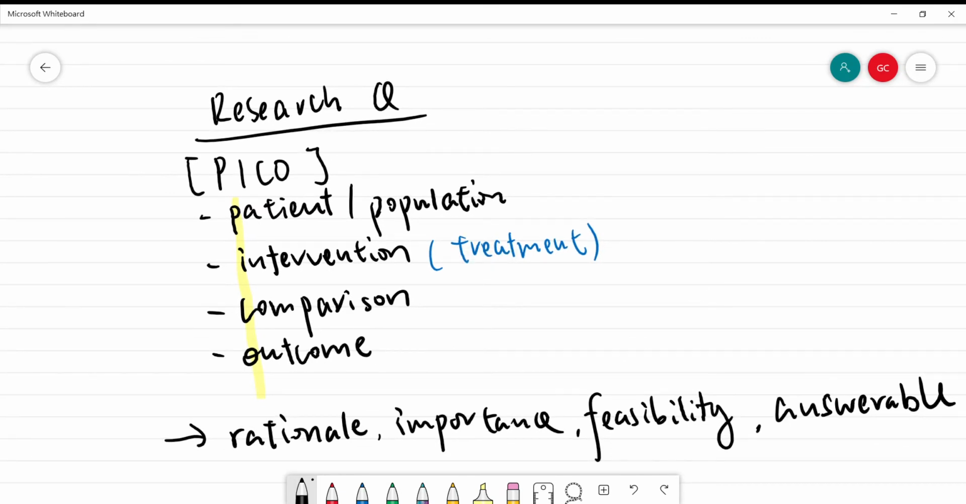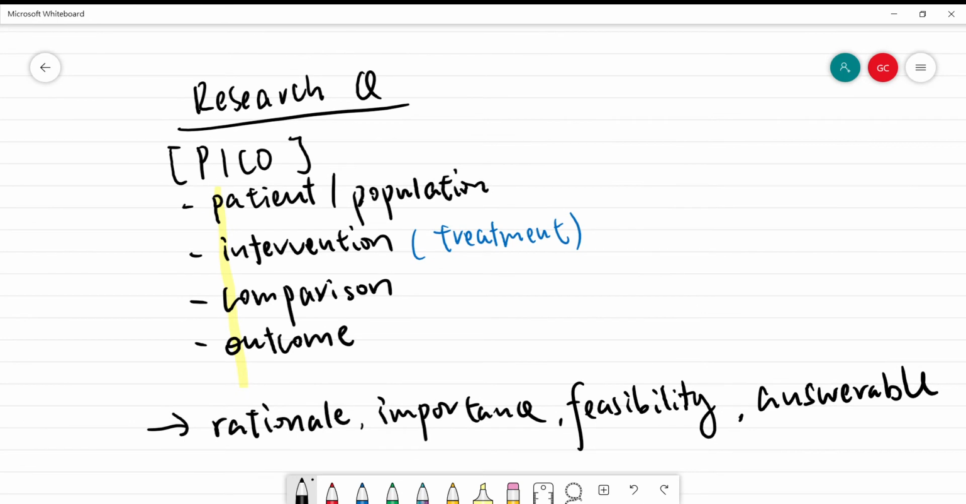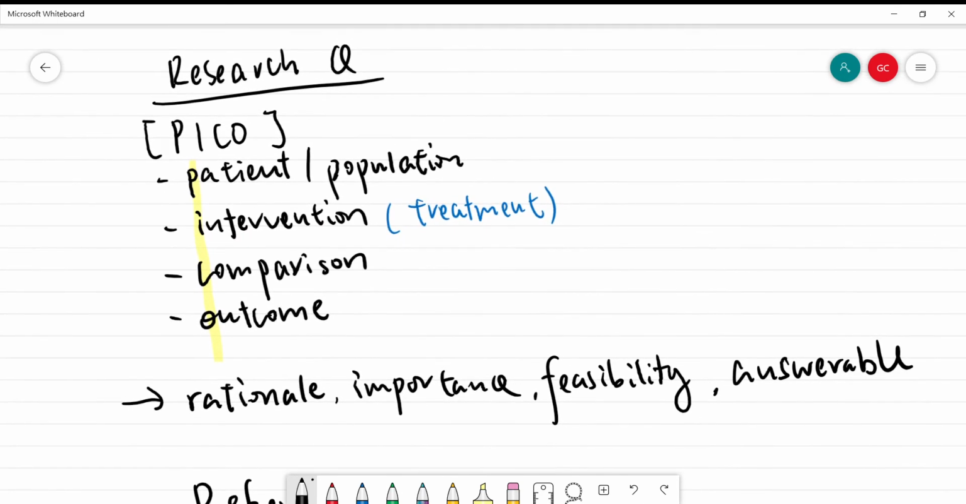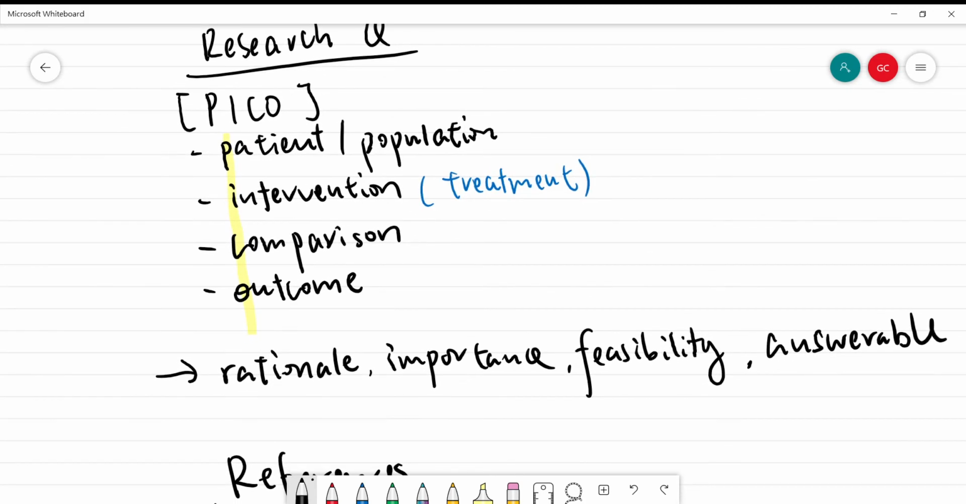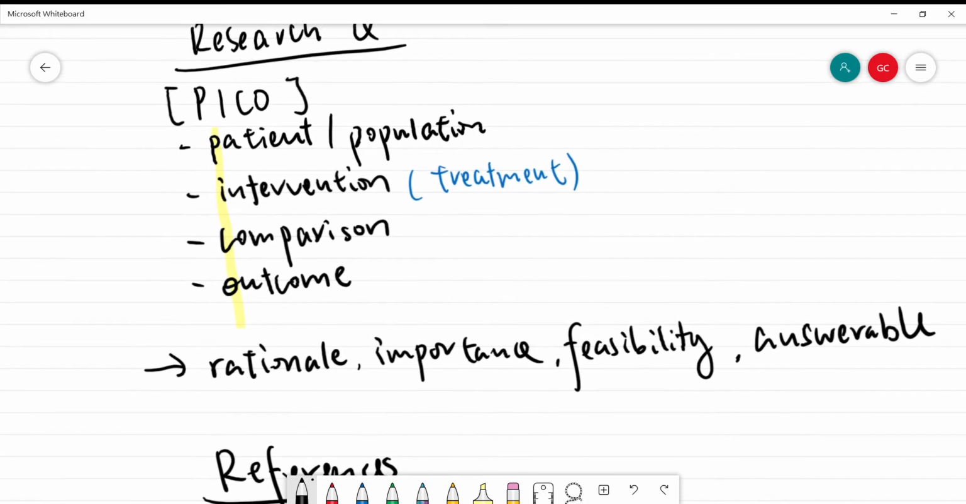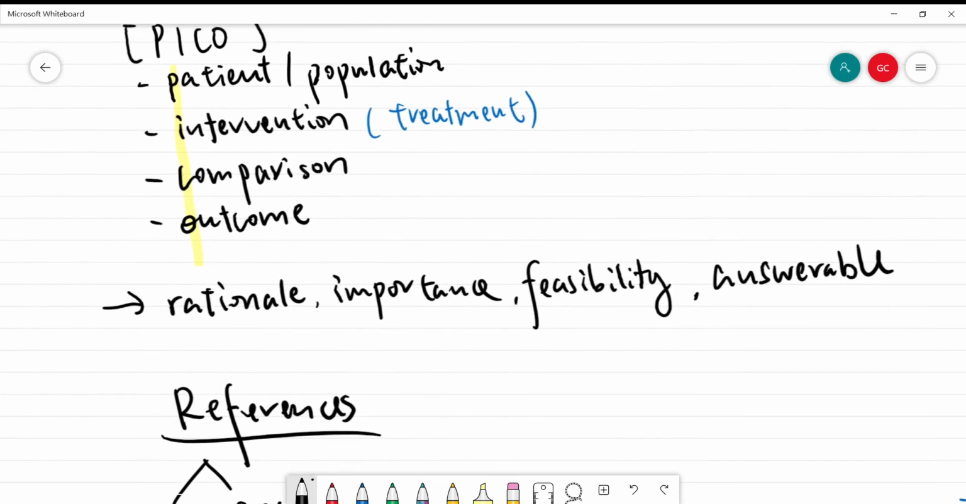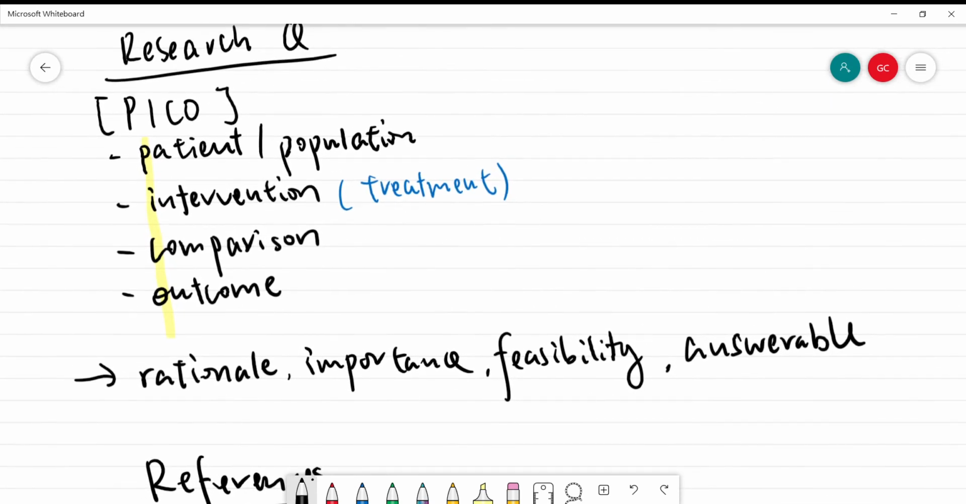It means the patient or population, and I refers to intervention, which means the treatment, and also C means the comparison, and O refers to the outcome. So this PICO, nicknamed pickle, refers to that the research questions should be rational and it should have a high importance and visibility. It is also needed to be answerable.